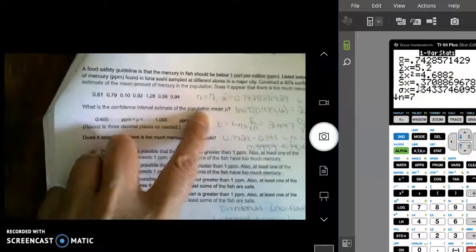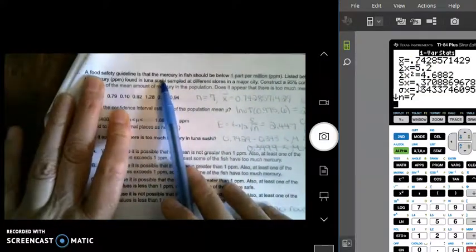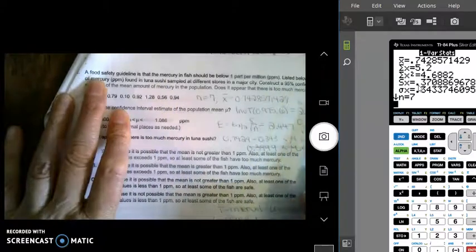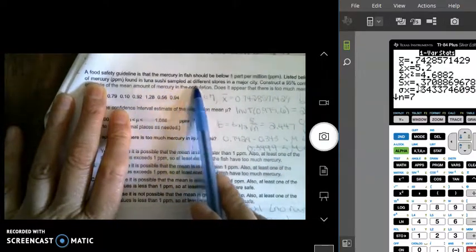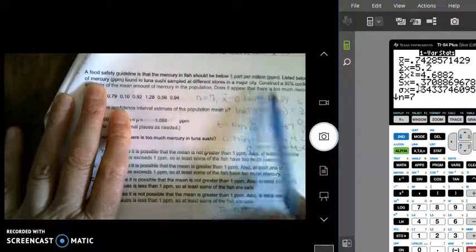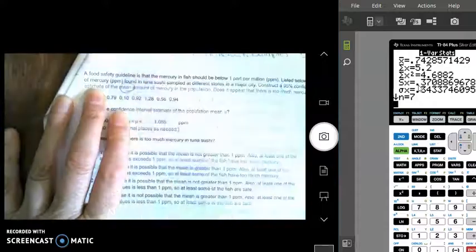Okay, now let me go to this example. It says, we're talking about food safety guidelines. It said, listed below are the amounts of mercury of tuna sushi sampled at different stores in a major city. Construct a 95% confidence interval for the mean amount of mercury.